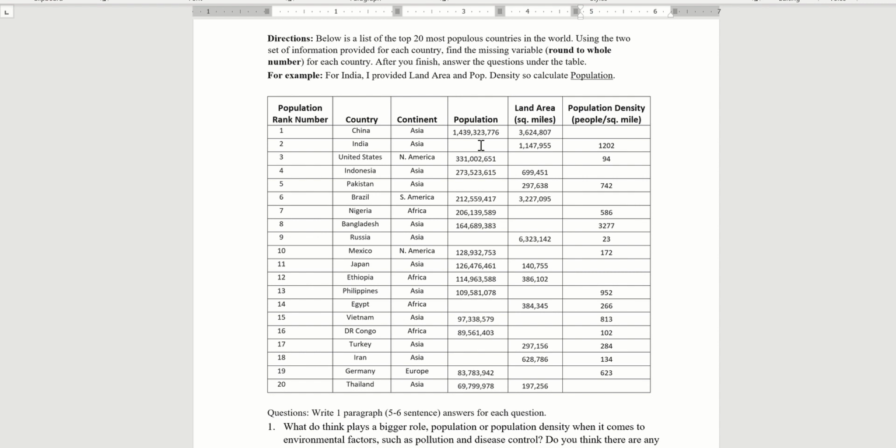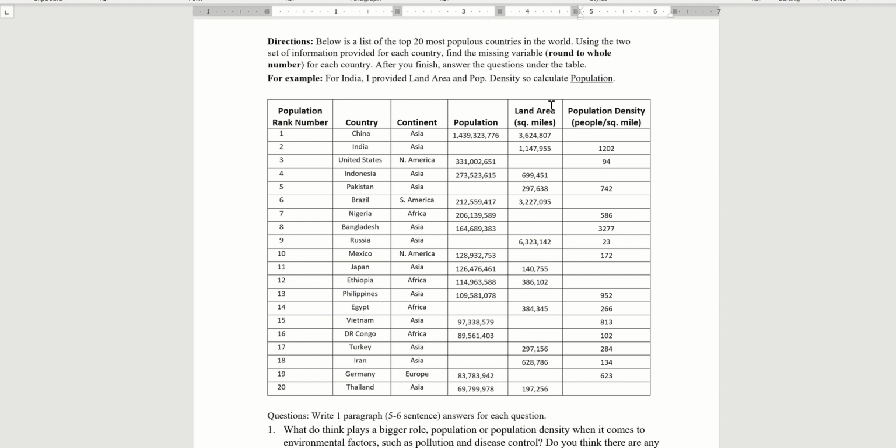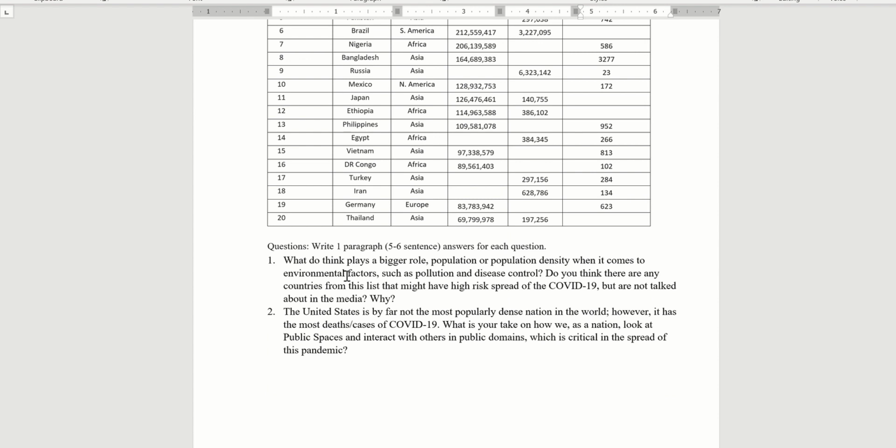Check the video on module 1, yeah, module 2, excuse me. Check the video on module 2 when I talk about density, if you are getting stuck in this, right? I want you to fill this table out again, round to the whole number, right? Find the missing variable, round to the whole number. After you finish, answer the questions. 2 questions only, paragraph each, right? So 5 to 6 sentences, not 2 or 3 sentences, 5 to 6 sentences, complete sentences. Make sure you check your grammar on both of these.